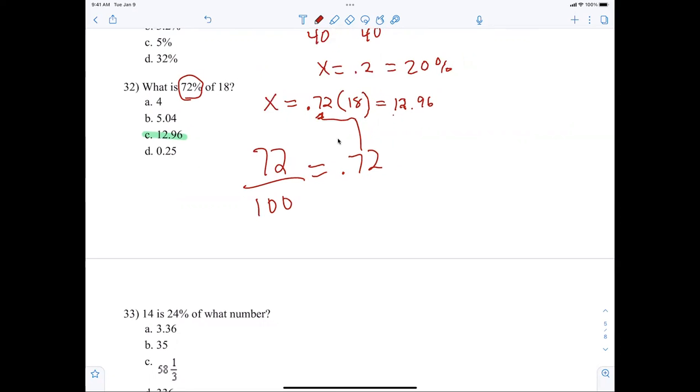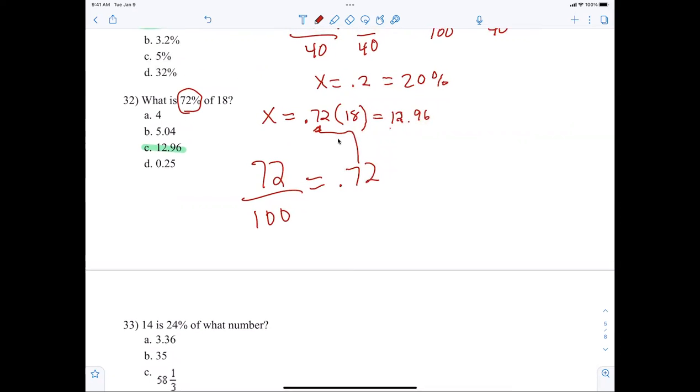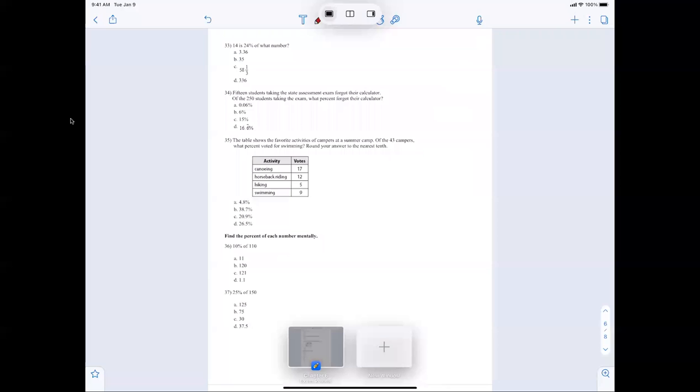Why couldn't you set it up as a, I set it up as a proportion? Yep, and you would have 72 over 100 equals x over 18. Remember, is over of. Percent over 100. Right, remember it's percent over 100 equals is over of, if that's your choice. You with me on that? All right, so I'm going to pause here.